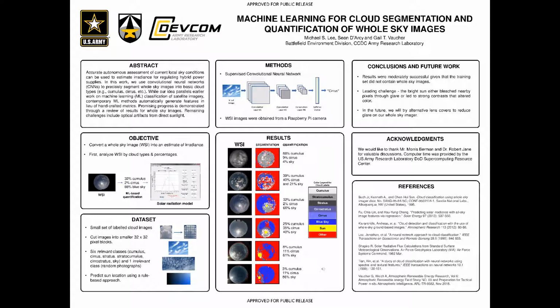In conclusion, we think that the model does a fairly good job, considering that we didn't actually train on whole sky images. We trained on random images we found on Google. However, the leading challenge seems to be when there's a fully clear sky and the sun is bleaching the cover of the Raspberry Pi camera. In the future, therefore, we're going to look at alternative covers that have less glare or bleaching.